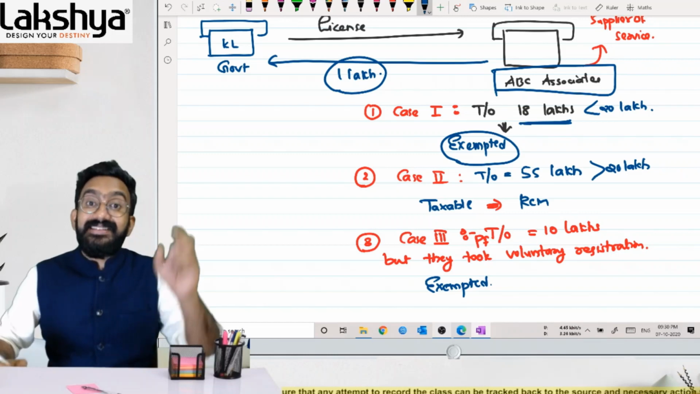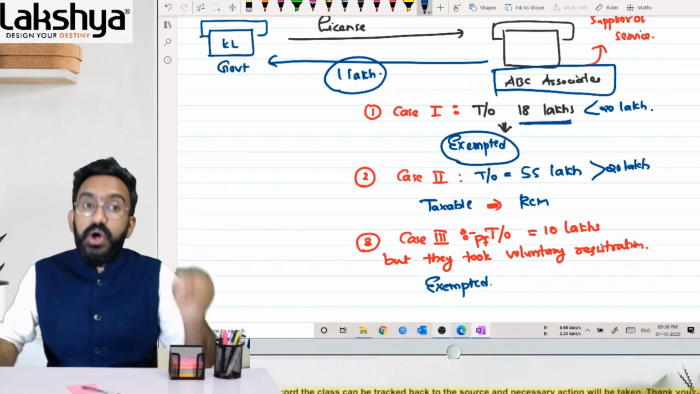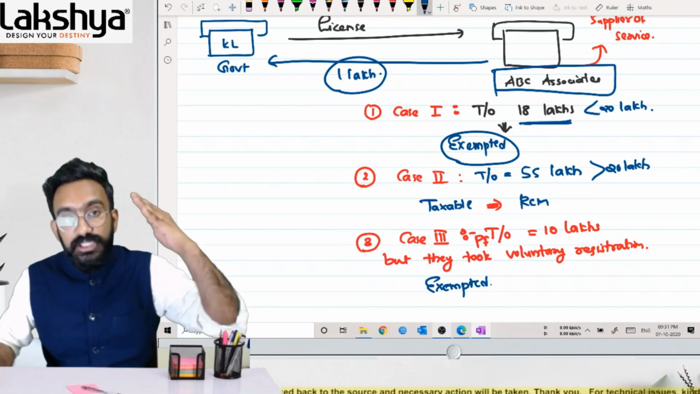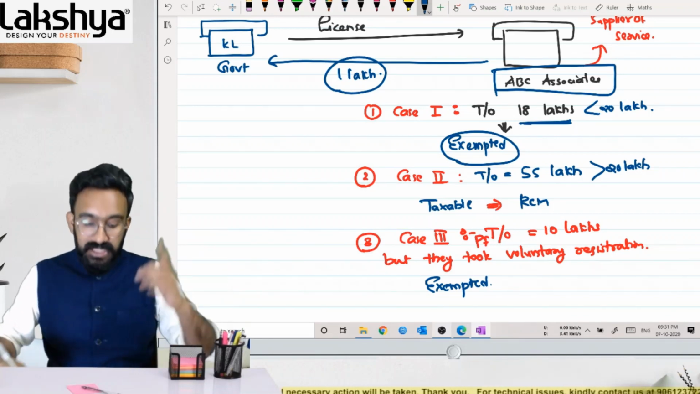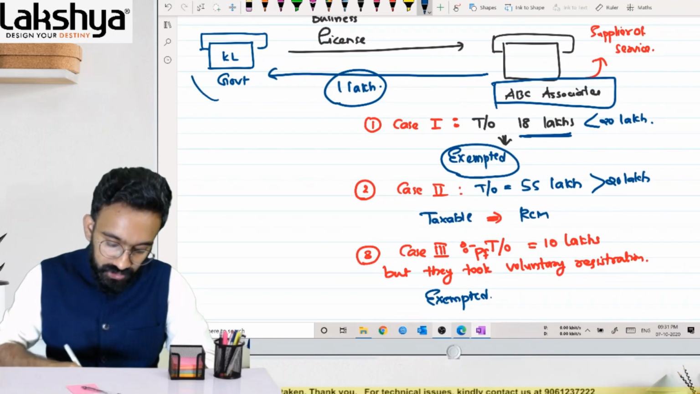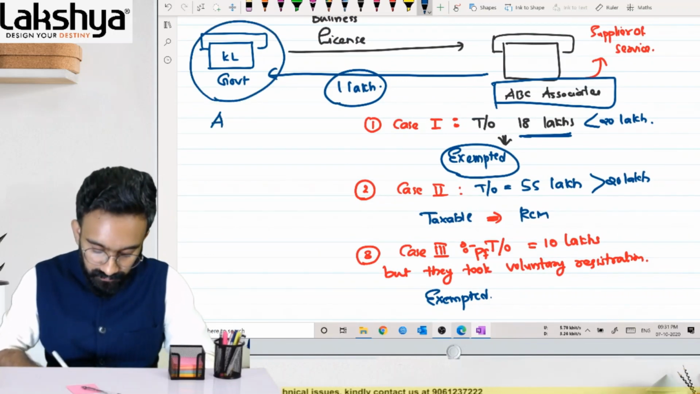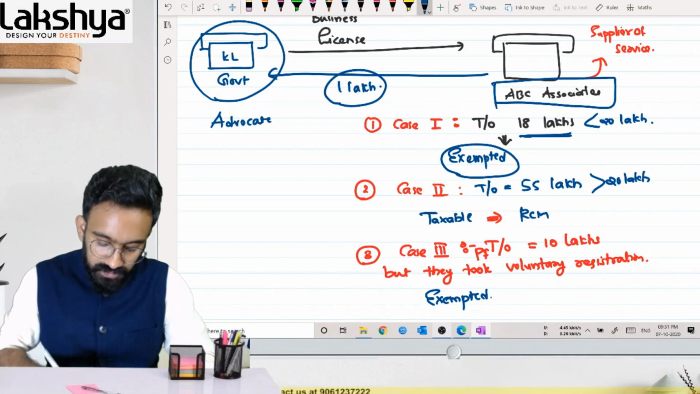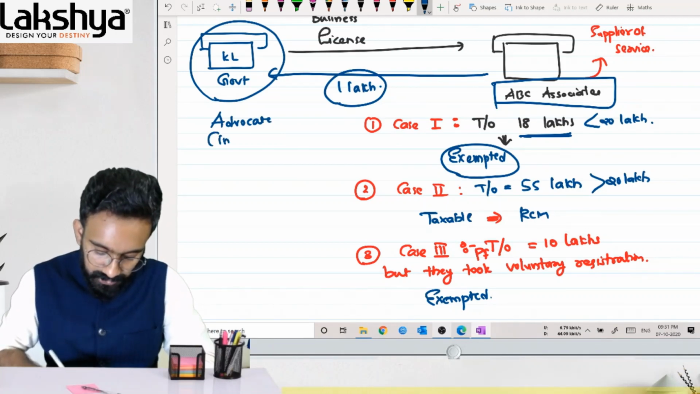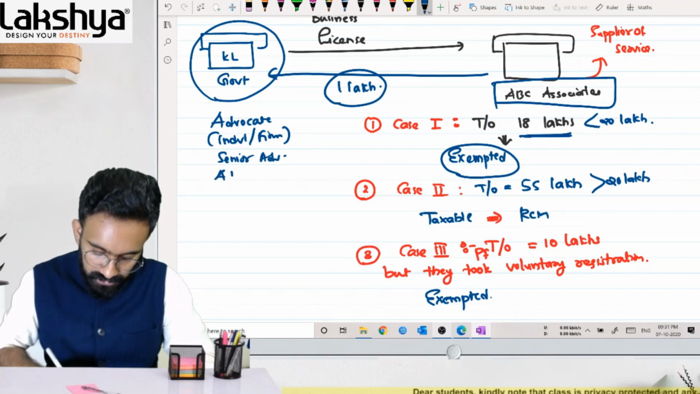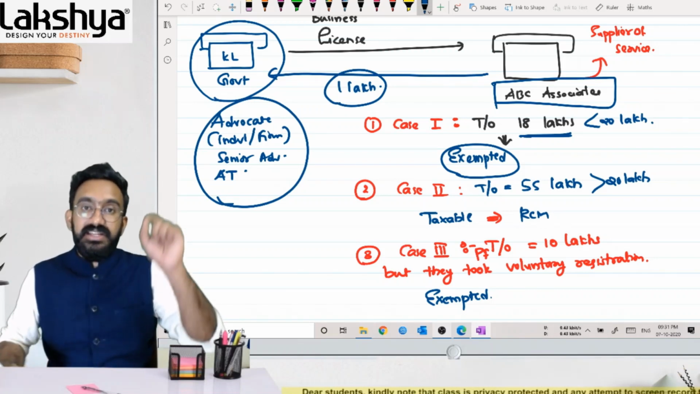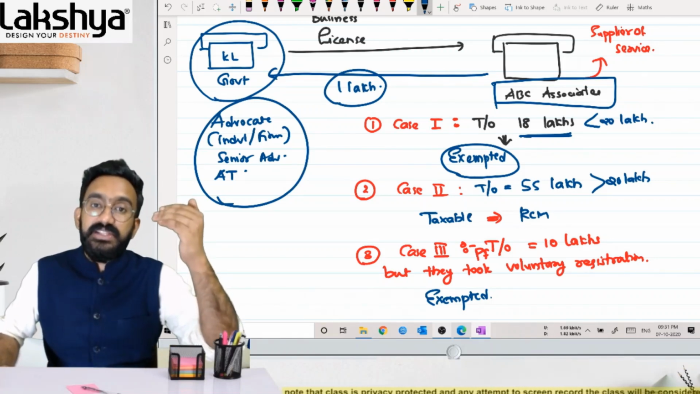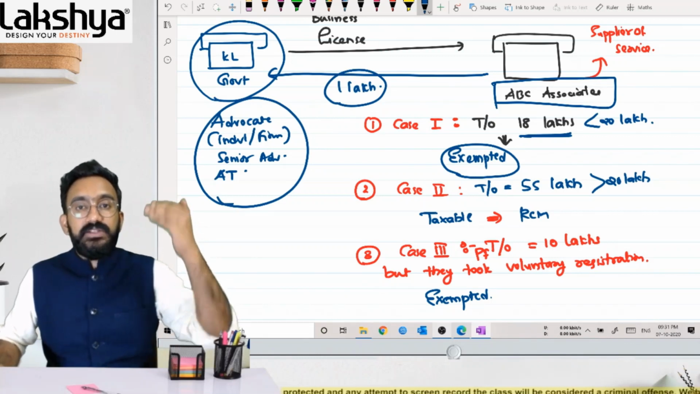It is not about whether they are registered or not. If their turnover is below the threshold limit, then they are considered a small business entity and the exemption is available. The same case will be applicable not only when the supplier is the government, but also when the supplier is an advocate, which could be an individual advocate or a firm of advocates, including a senior advocate, or an arbitral tribunal. There is an entry like this wherein they say that if they provide services to a small business entity, it is going to be exempted.